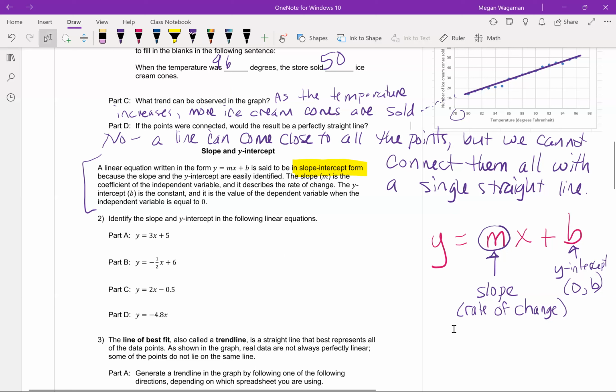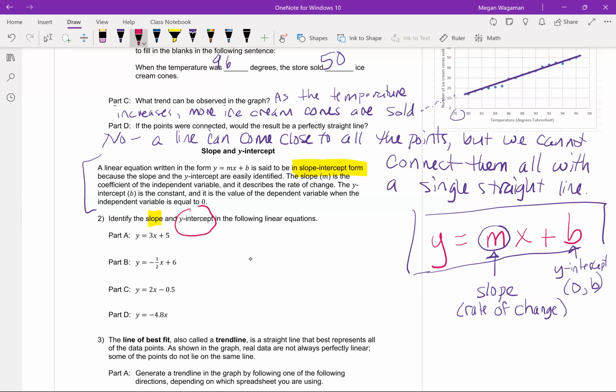All right, so this is an important equation to know and to keep in mind, to think about what these different numbers in there mean. We're going to do a couple quick examples with identifying slope and y-intercept. If you want to try these on your own, I would recommend that. Just pause the video for a minute and try these questions. We're going to find the slope of each line, and we're going to find the y-intercept in each of these lines.